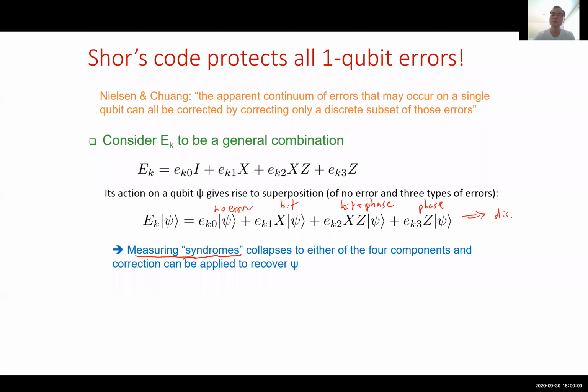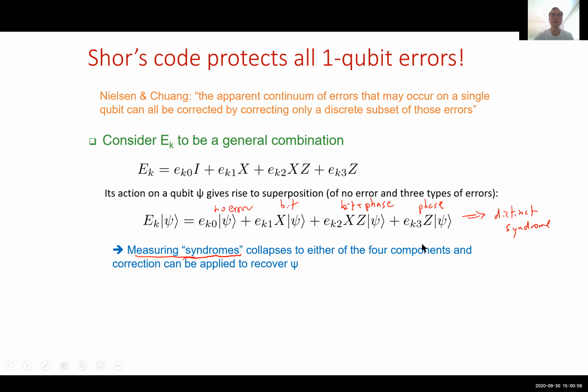So when you make the syndrome measurement, it will collapse to one of the four components. For example, you make a syndrome measurement and you find that there is a bit flip error on one of the qubits, then it would project to that, right? And then you simply need to apply the corresponding flip back to correct the state. Let's say you have a phase flip error and you use the syndrome measurement to extract where the phase flip is, you can apply Z again to undo the phase flip.